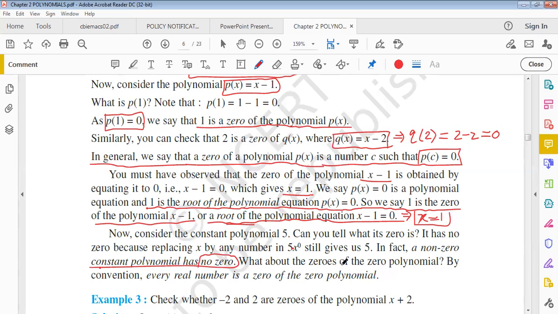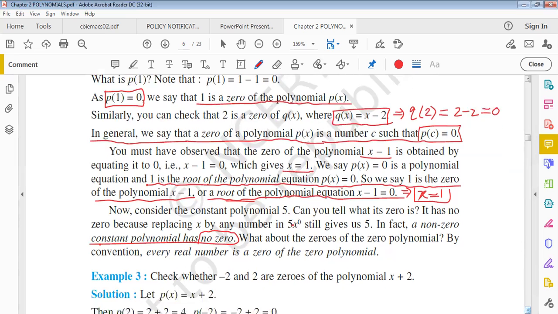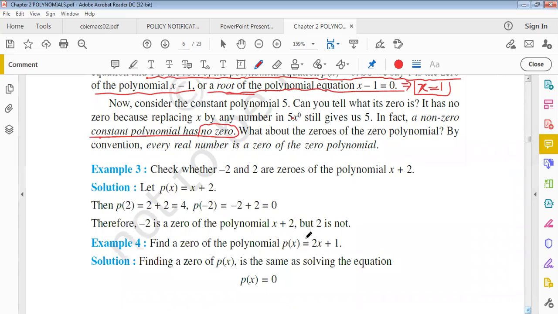What about the zeros of the zero polynomial? By convention, every real number is a zero of the zero polynomial.